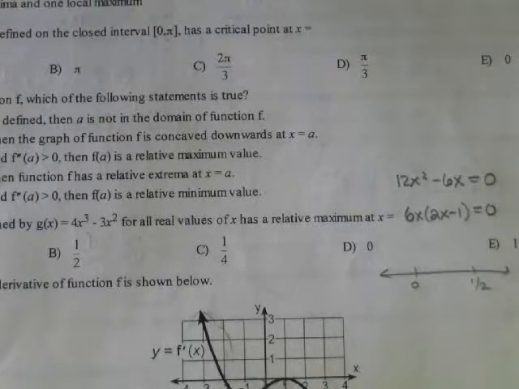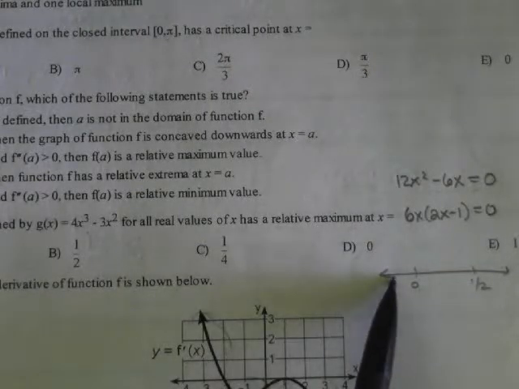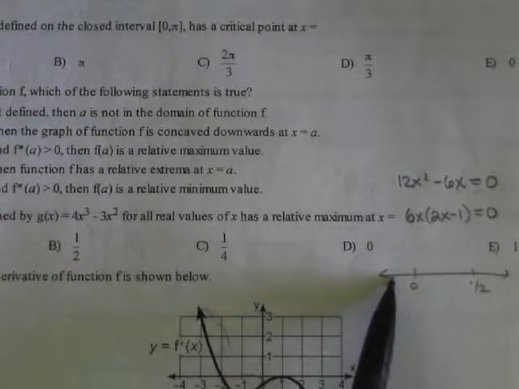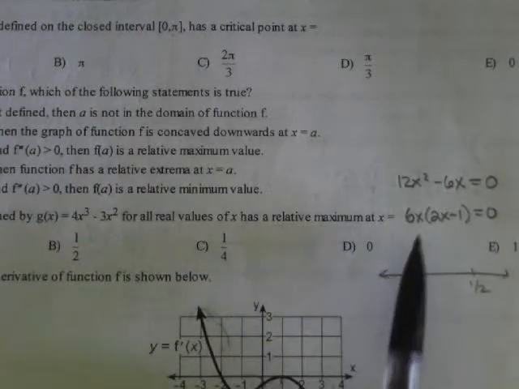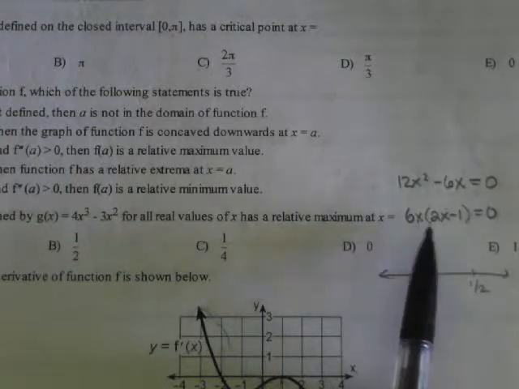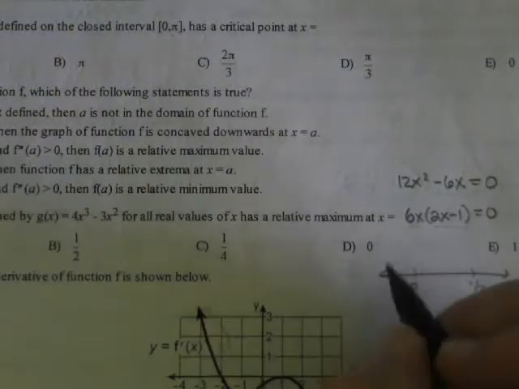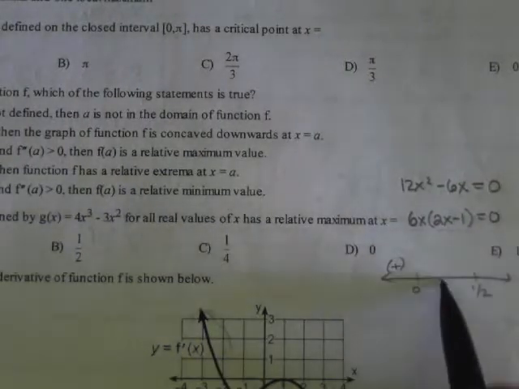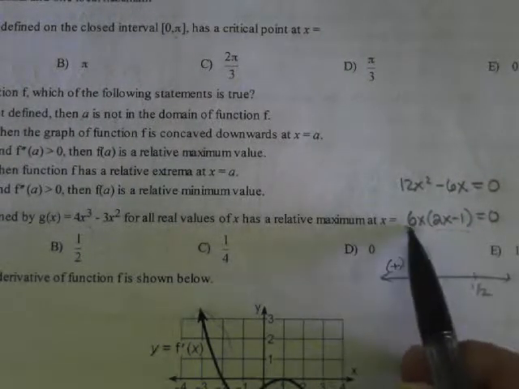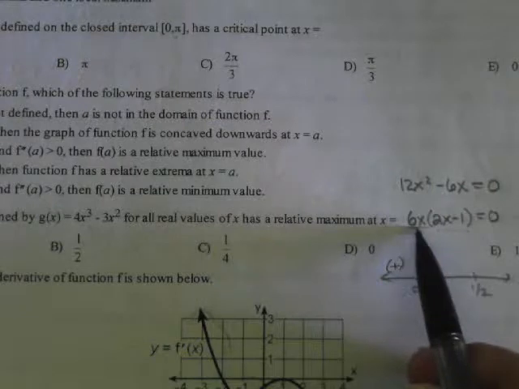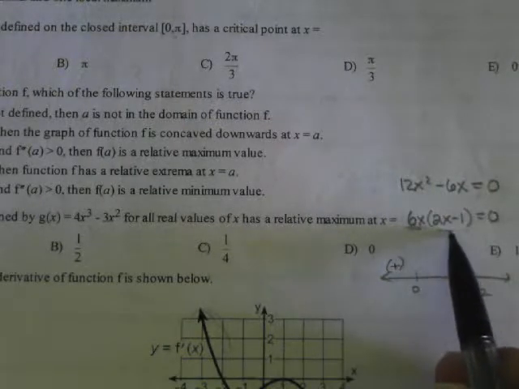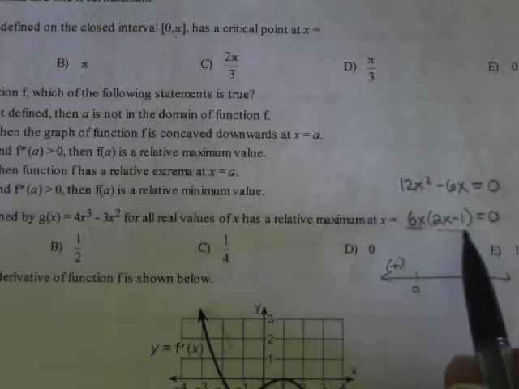So since we're going into the derivative, we're analyzing whether or not it's increasing or decreasing. We're analyzing whether the slope is positive or negative. So if I plug in -1, I'm going to get a negative times a negative, which is a positive. If I plug in 1/4, I'm going to get a positive times a negative, which is a negative. And if I plug in 1, I'm going to get a positive times a positive, which is a positive.